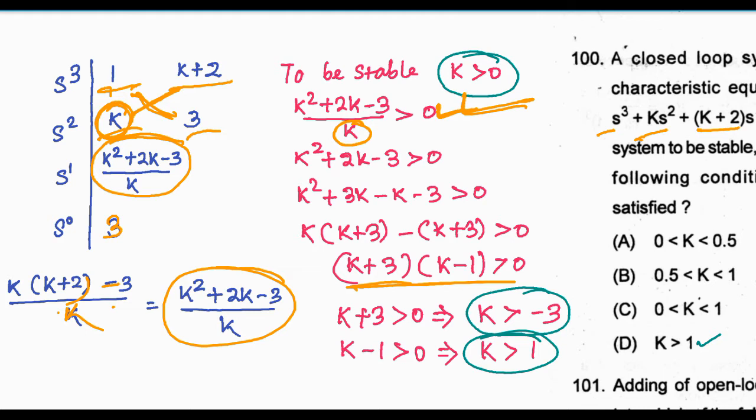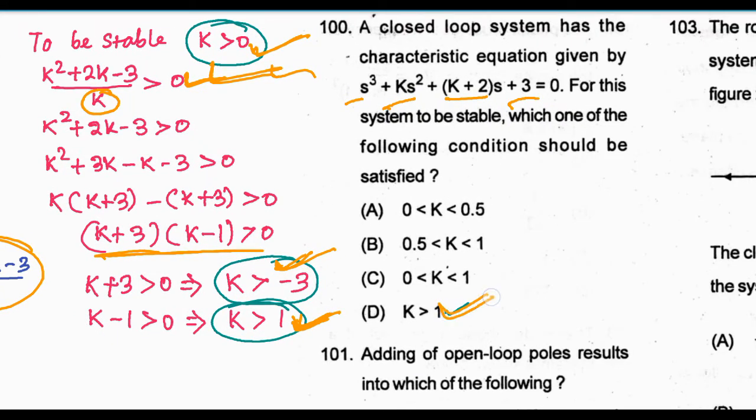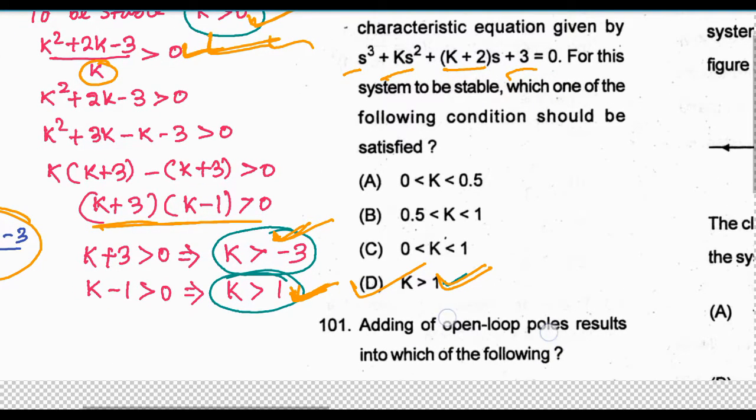So we are getting three conditions. One is k greater than 0, another is k greater than -3, and k greater than 1. So what is the ultimate condition? Ultimate condition is k greater than 1, which will also satisfy k greater than 0 and k greater than -3. So here option D is the correct answer, because here k greater than 1.